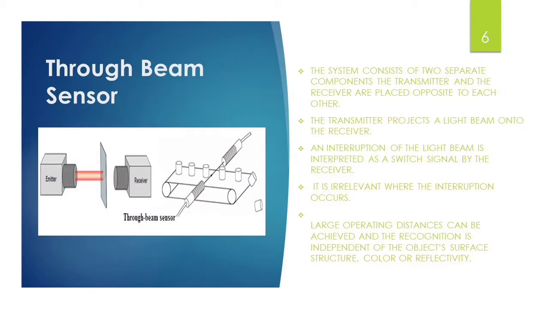Through beam sensor. The system consists of two separate components, the transmitter and the receiver. The transmitter and the receiver are placed opposite to each other, and the transmitter is used as a light beam source and sends signal to the receiver. An interruption of the light beam is interpreted as a switch signal by the receiver. It is irrelevant where the interruption occurs. It is widely used because large operating distance can be achieved and the recognition is independent of the object surface, structure, color or reflectivity. It is widely used in the industries to count the products.